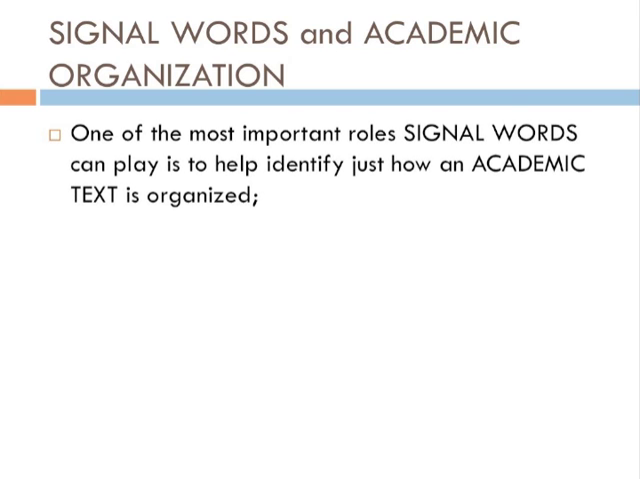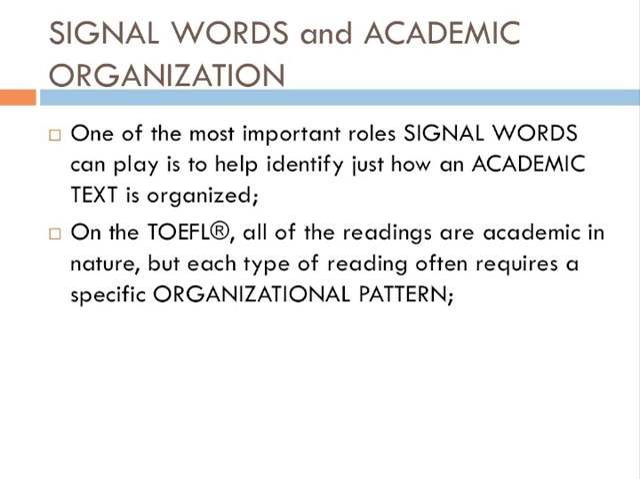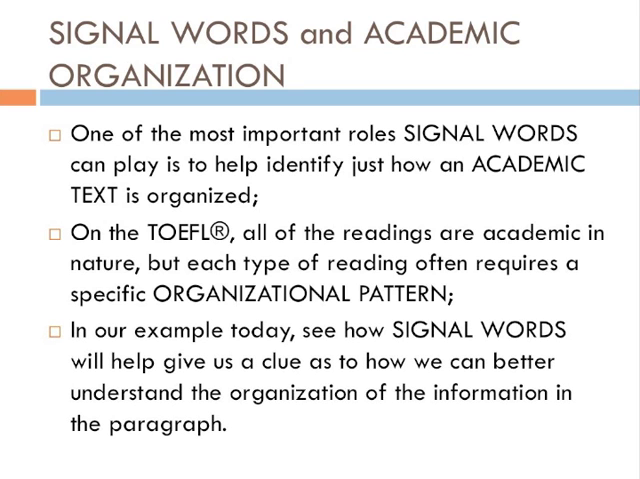Now, one thing that signal words really help to do is to identify just how the academic information is organized. On the TOEFL, all of the readings are academic in nature, so that's something we mentioned in the very first video of this series. But we have to keep in mind that each type of reading may often have a different organizational pattern. Now we're going to look at that a little more carefully in our example today. So pay attention to see how the signal words might tell us how we can understand the organization, and that might help us find the answers to these questions a little more quickly.